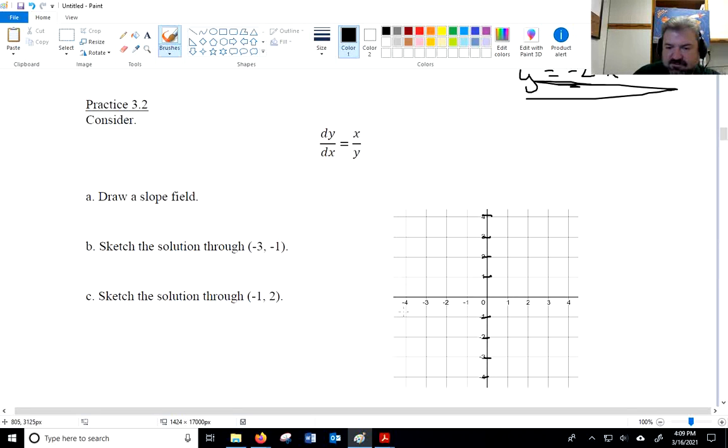When y is 0, though, you get a vertical tangent line. And then at 1, 1, we get a slope of 1. 2 over 2. So all of these are positive ones, and all of these are negative ones.